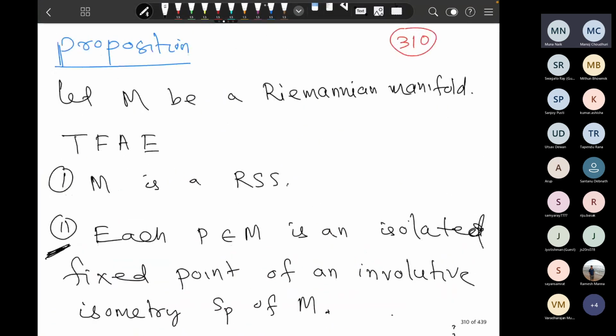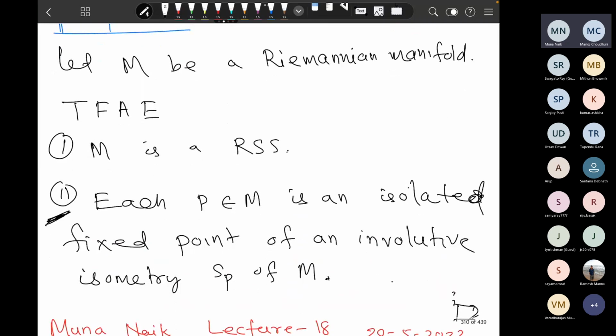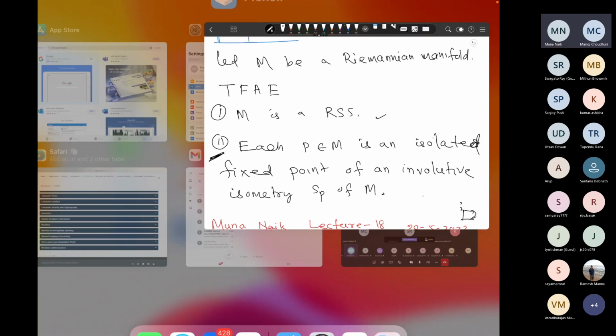Yeah. So, proposition: let M be a Riemannian manifold, then the following are equivalent. M is a Riemannian symmetric space, and each p belonging to M is an isolated fixed point of an involutive isometry S_P of M. So you will use this proposition, okay?